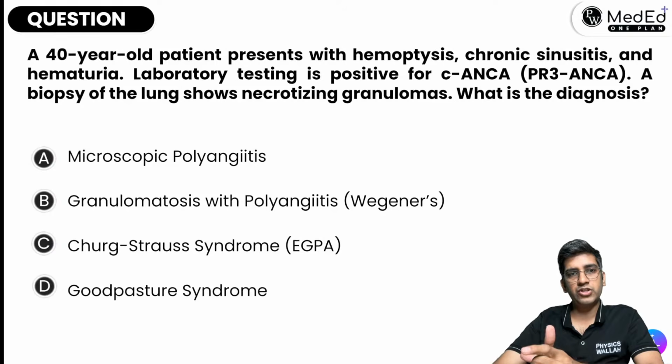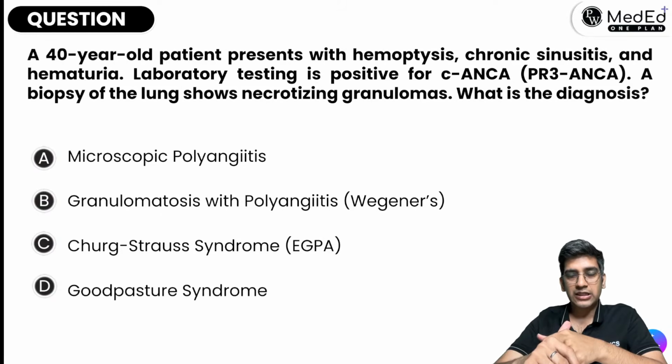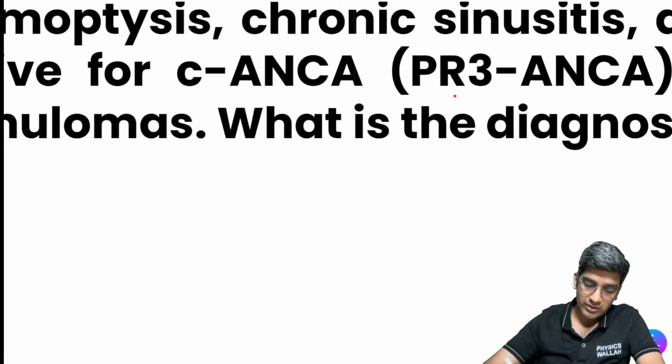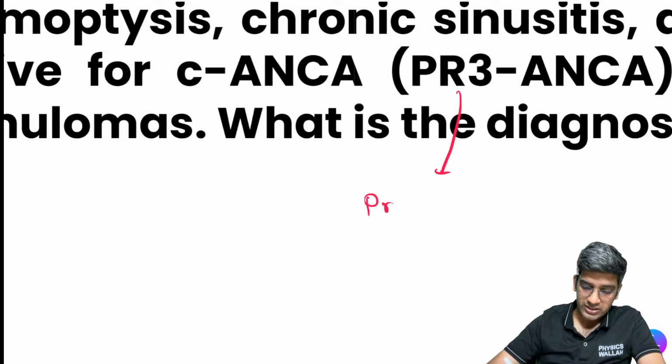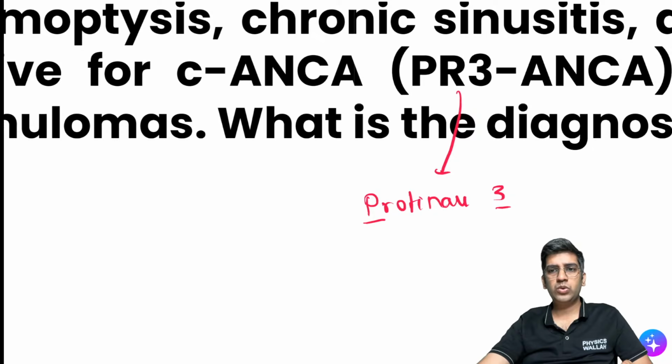"40-year-old, hemoptysis, chronic sinusitis, hematuria, test is positive for C ANCA." C ANCA in the brackets is written PR3 ANCA. C ANCA is an old terminology, we don't use it. PR3 ANCA is the new terminology. PR3 stands for proteinase 3. Remember that also, okay? Because we report these days as proteinase 3, that is PR3 ANCA only, not C ANCA anymore, right?